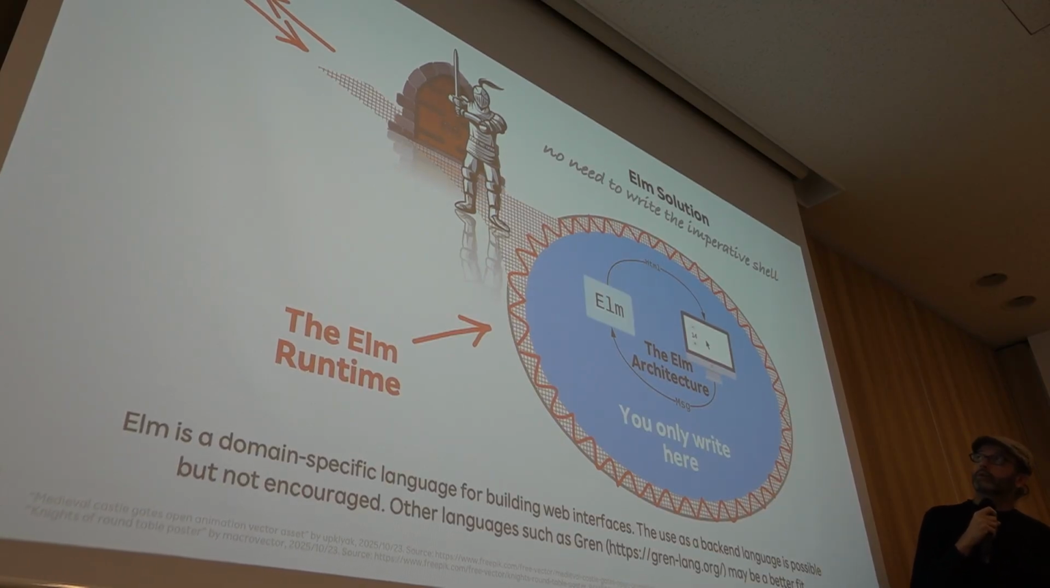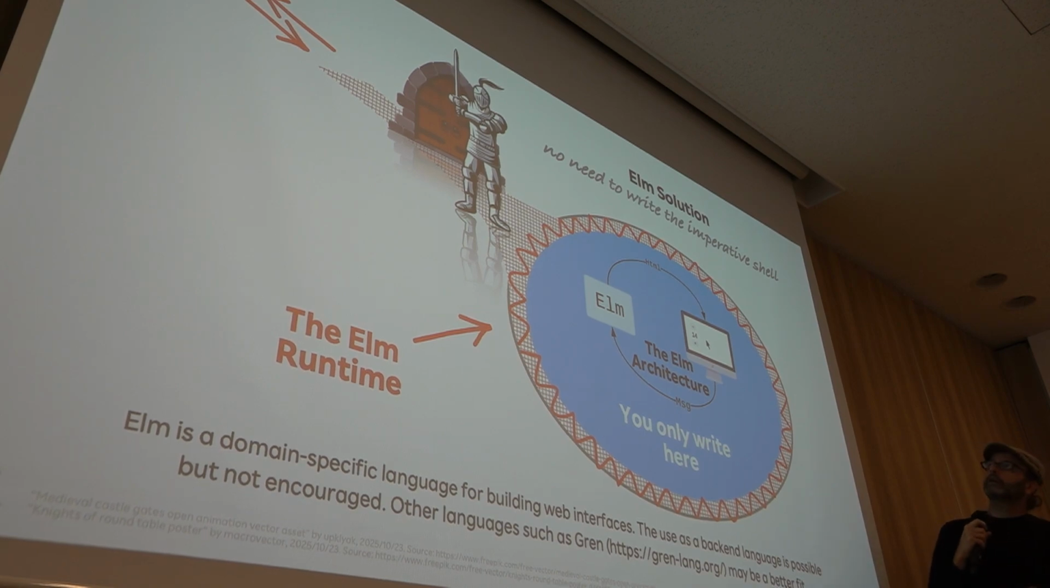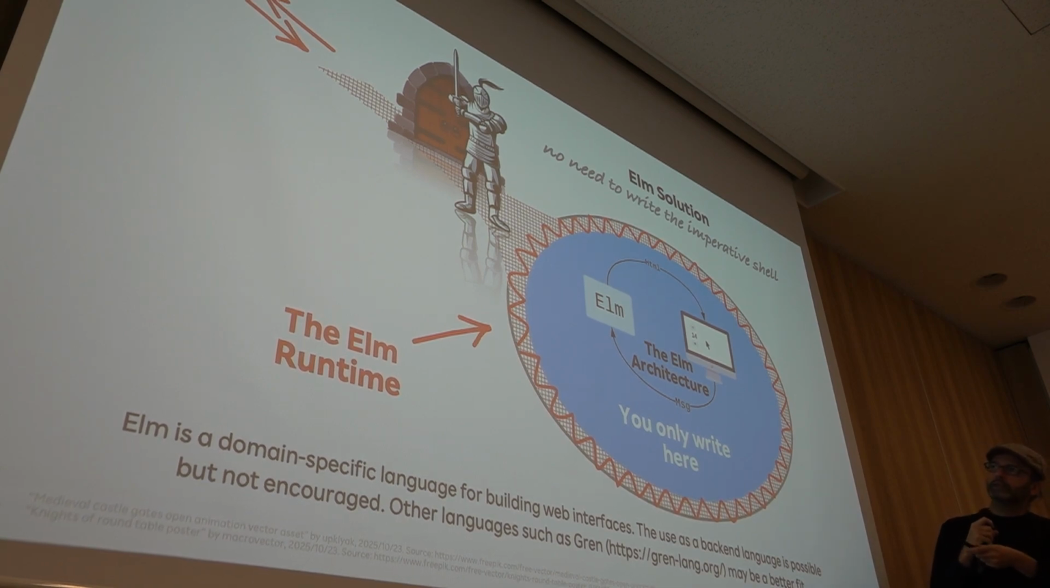And the last option is to use a functional language, Elm, for example. In this case, the shell is completely included in Elm. It's the Elm runtime. You don't need to touch the shell at all. You only write inside the functional core. In Elm, the functional core is sometimes referred to as the Elm architecture.